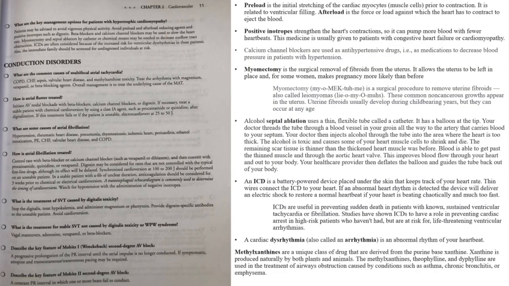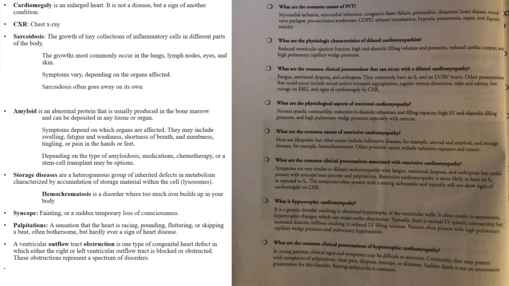So what is hypertrophic cardiomyopathy? It's a genetic disorder resulting in abnormal hypertrophy or thickening of the ventricular walls. It often results in asymmetric hypertrophic changes which can create outlet obstruction. Outlet obstruction is when outflow is blocked or obstructed.